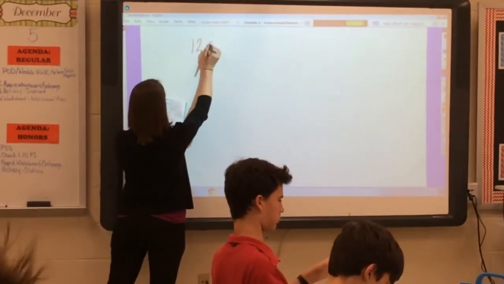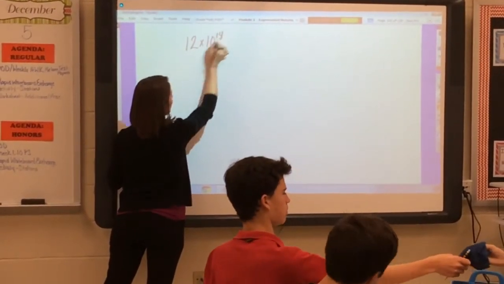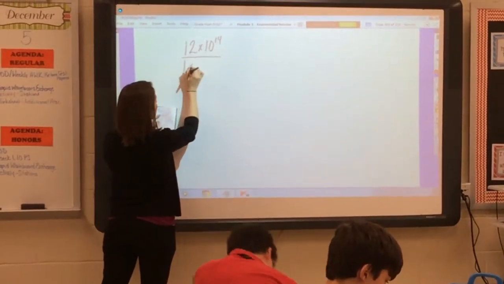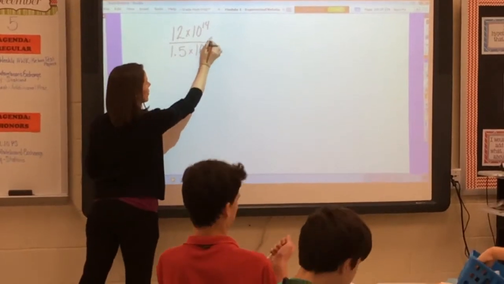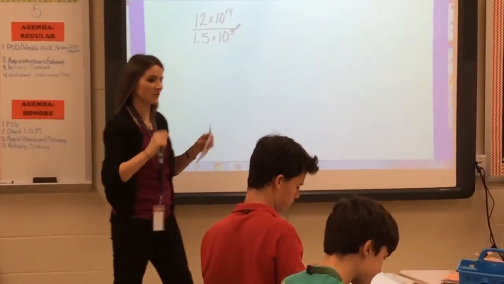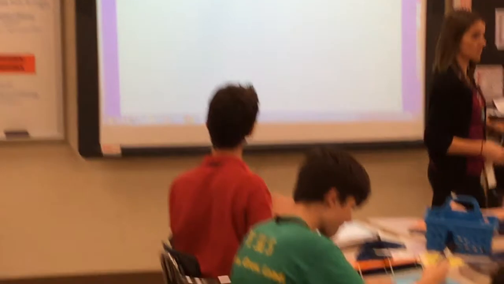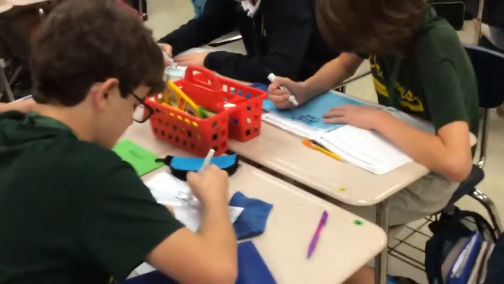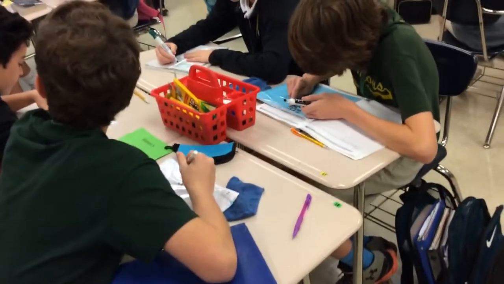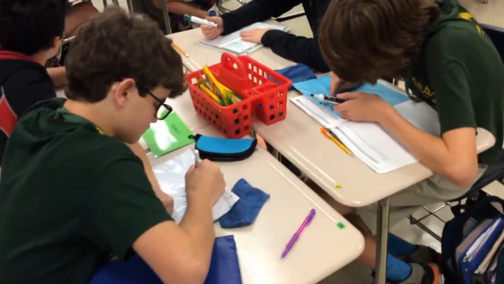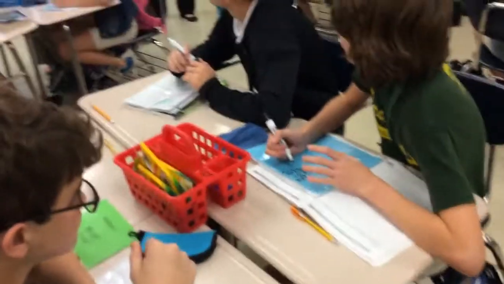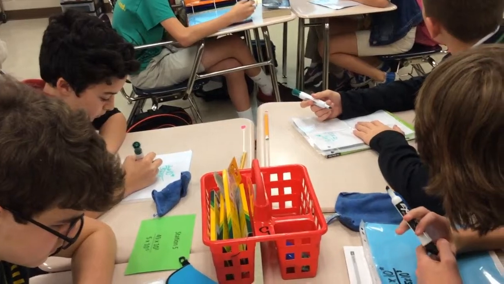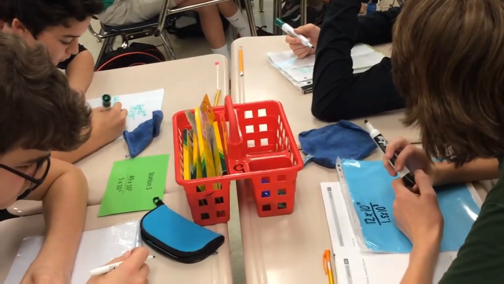So let's go ahead and start with 12 times 10 to the 14th power divided by 1.5 times 10 to the 3rd power. Please remember, whenever you're done, just hold up your whiteboard and I'll answer yes or no. Remember, based on what we did previously, what you would do with your exponents in a division problem.